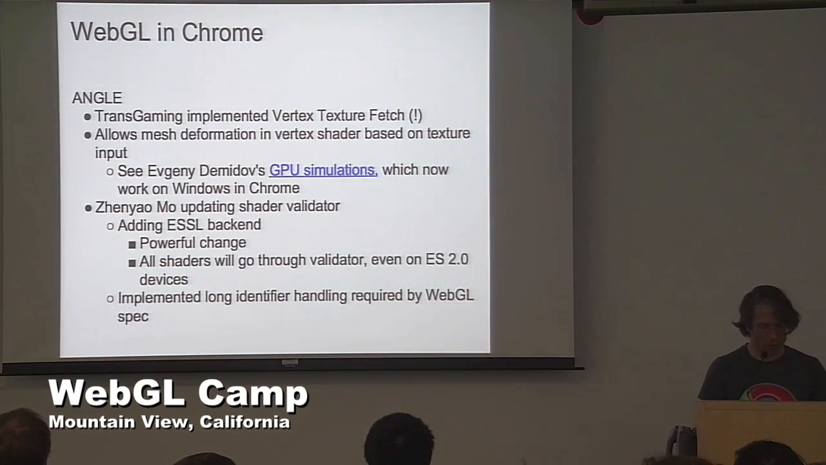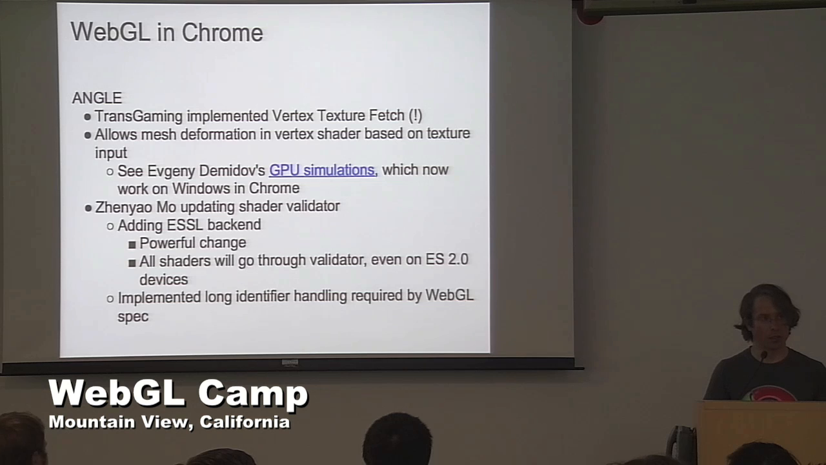So my colleague, Zhenyao Mo, is in the process of updating Angle Shader Validator. He's adding an ESSL backend. It's easy to say, but this is a really super powerful change, because this means that all incoming WebGL shaders are going to go through this translator, this validator. They're already validated, but they're not translated on every platform, even on ES2 devices, which means that they're always going to be rewritten according to some set of rules.